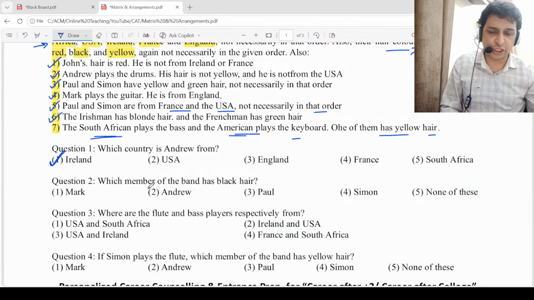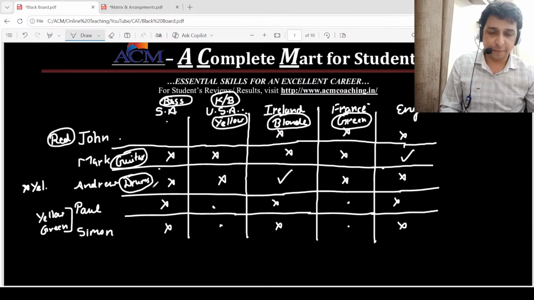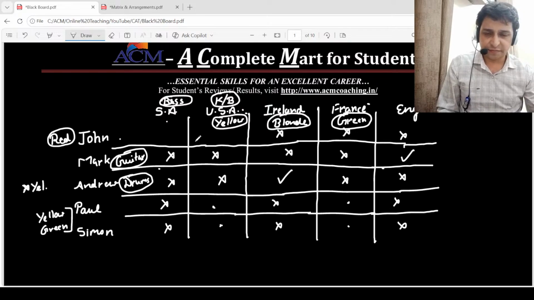Question number two: which member of the band has black hair? Now who is going to have black hair? Let's try to find that out also.